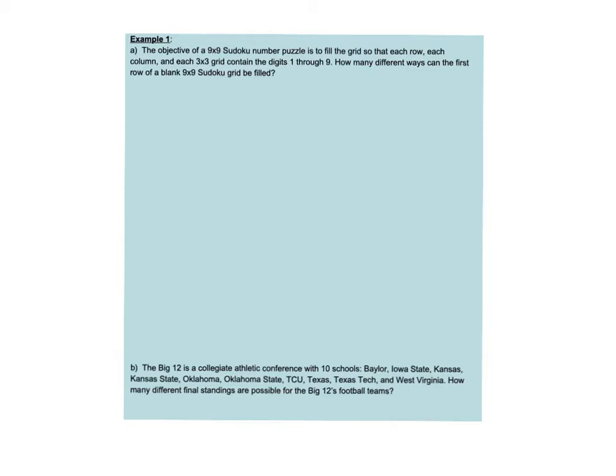The objective of a 9x9 Sudoku number puzzle is to fill the grid so that each row, each column, and each 3x3 grid contains the digits 1 through 9. How many different ways can the first row of a blank Sudoku be filled? So here's the deal. In a Sudoku grid, you'd have 1, 2, 3, 4, 5, 6, 7, 8, 9, and you have 9 digits that could go in the first row. This is just the first row of Sudoku. There are actually 8 more rows that would head down there.